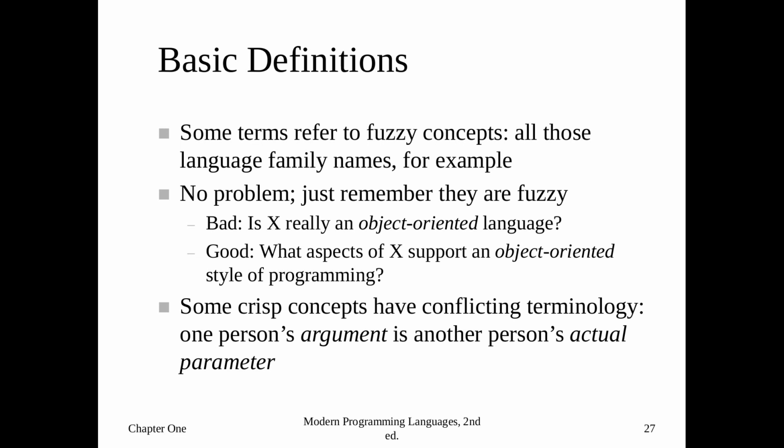I really enjoy this question because it's asking what aspects of X support an object-oriented style. That's how we should be thinking about things, right? And I do like this: some crisp concepts have conflicting terminology. One person's argument is another person's actual parameter. I think we need to look more at the way we parameterize things rather than how we argue against things.